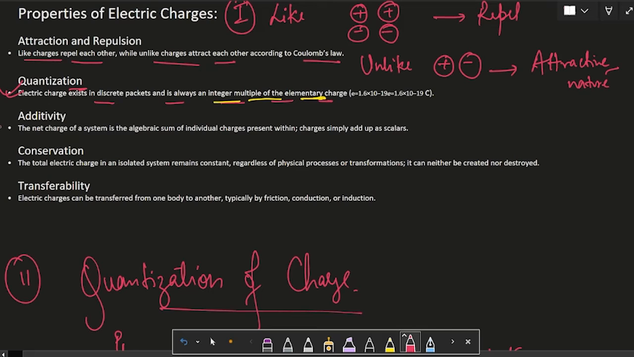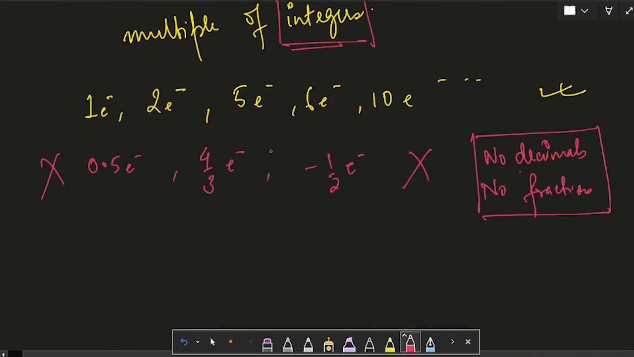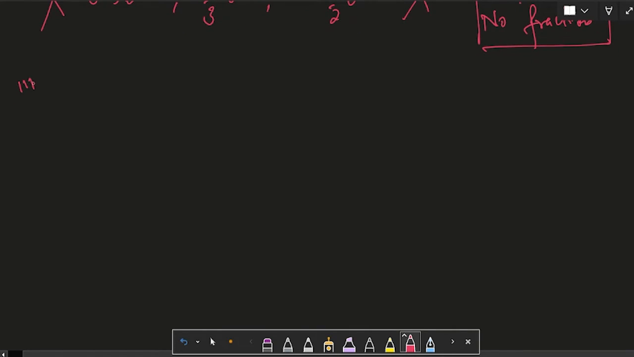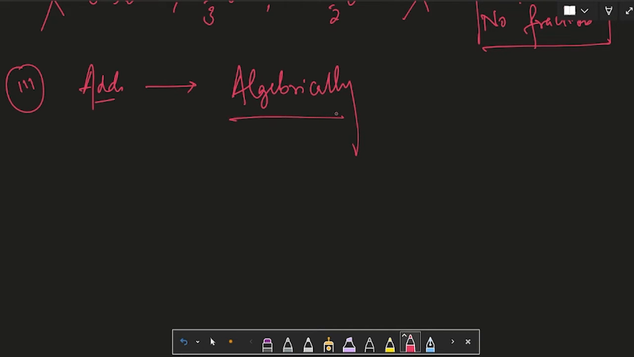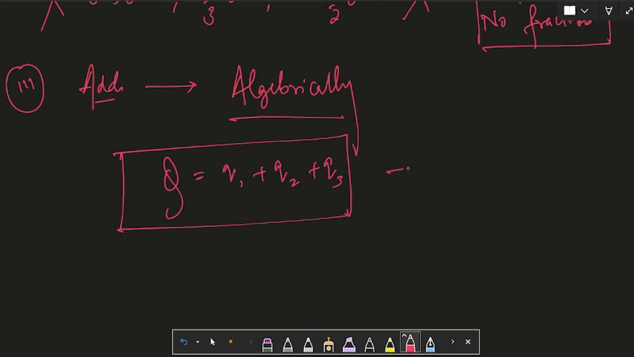The next property is the additive property. This is a very fundamental property. The additive property just says that we can add charges algebraically, just like we add in algebra. Like q will be an addition of small charges q1, q2 and q3. So this is a scalar quantity. Algebraic addition is possible.